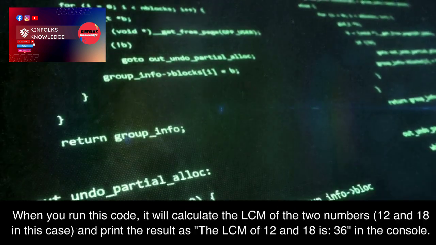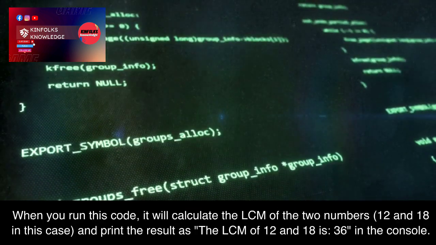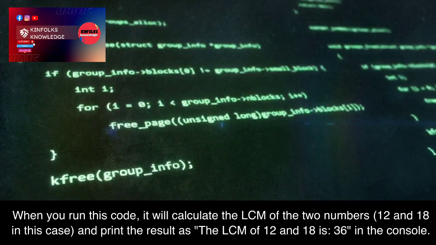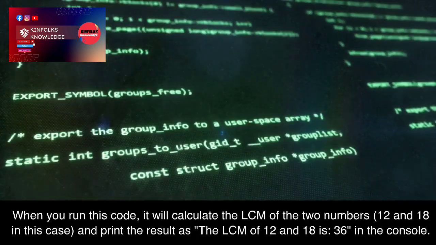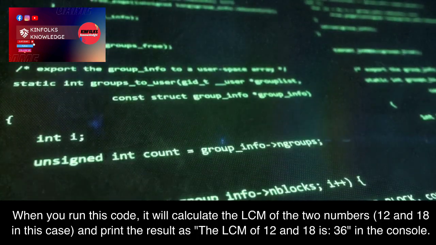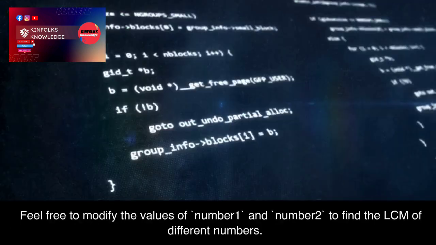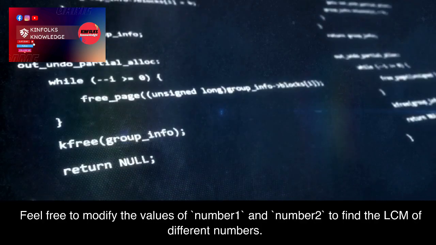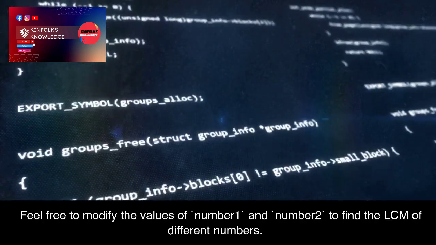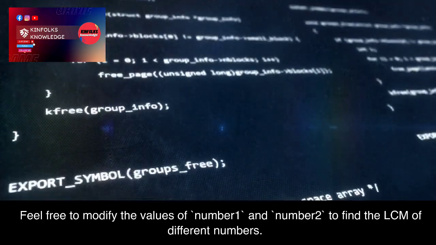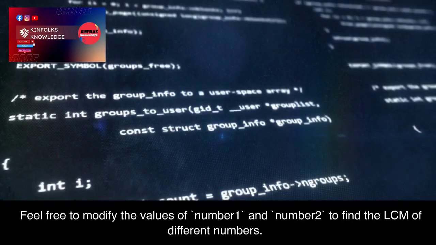When you run this code, it will calculate the LCM of the two numbers, 12 and 18 in this case, and print the result as "The LCM of 12 and 18 is 36" in the console. Feel free to modify the values of number1 and number2 to find the LCM of different numbers.